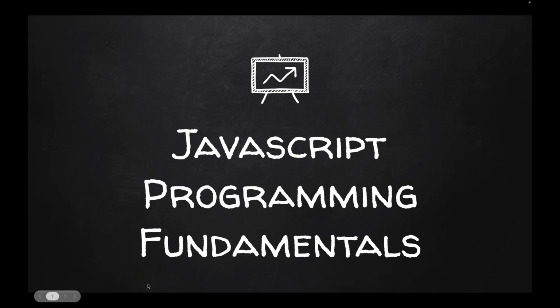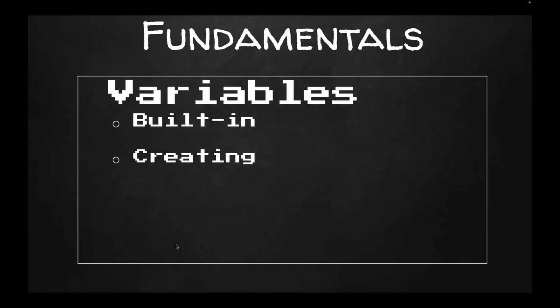All right, so let's talk about some fundamentals. Specifically, we're going to be talking about variables. Now, variables in JavaScript, we're going to be really discussing two different types. There's built-in variables, variables that already are doing stuff for us, and you have seen some of these. And then we're going to talk about how to create our own variables.